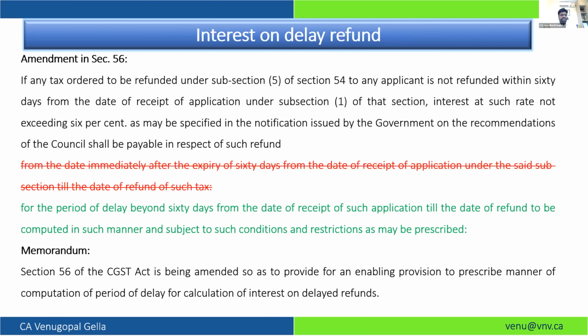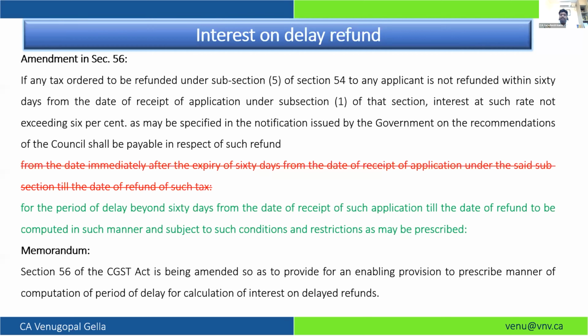We're moving on to the next section, section 56. Section 56 provides for interest in case of delay in refund beyond 60 days from the date of refund application under section 54, subsection 1. If interest has not been sanctioned within 60 days from the date of refund application, then interest at a rate not exceeding 6% has to be given by the department to the refund claimants who have filed the refund application. So here they have not changed the time limit in the amendment.